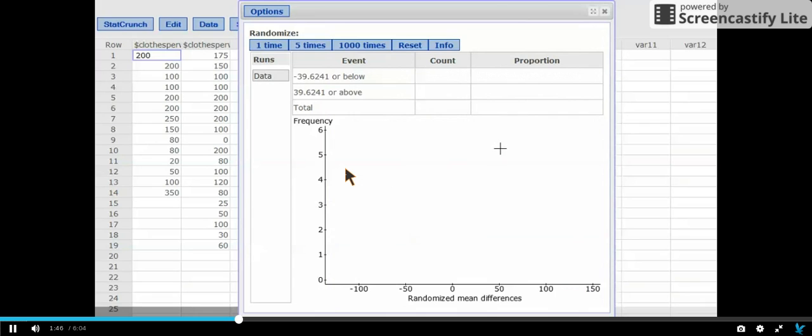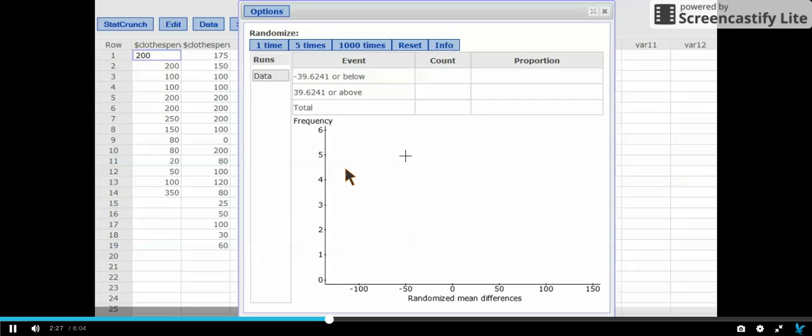On the right side of the applet, it sets up two regions, negative 39.624 or below, positive 39.624 and above. Those are important because when we do additional resamples, if the difference in the sample means between men or women falls into one of those regions, it will be more extreme than what we got in the original data. And we want to keep track of the proportion of samples in which the difference is more extreme than what we got in the original data.